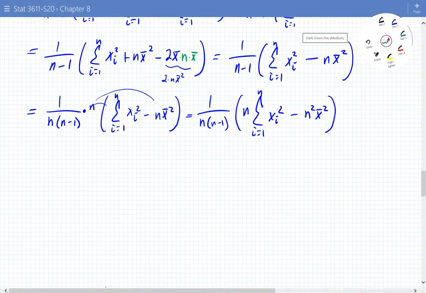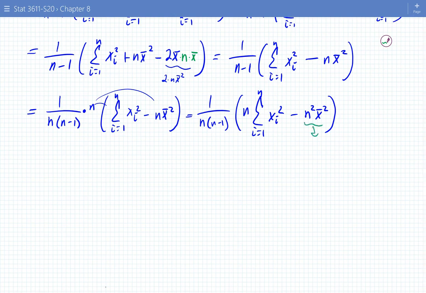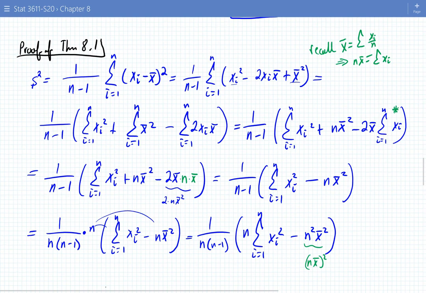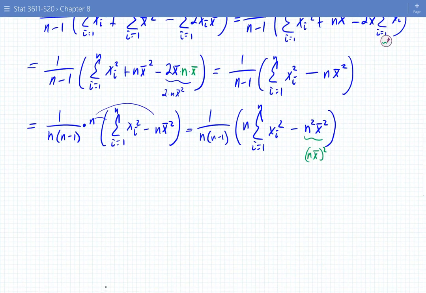Well, here we go. This again right here, look at this. That's just n x bar quantity squared. And again, what is n x bar? n x bar is the sum of the xi's. So that is the sum of the xi's quantity squared, which is exactly what we were looking for.